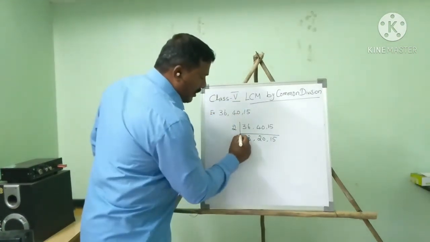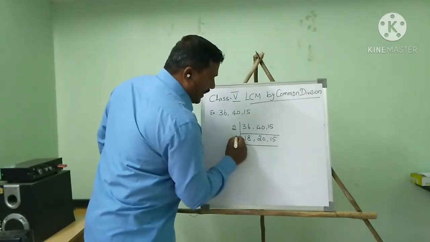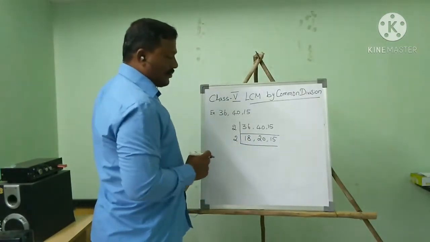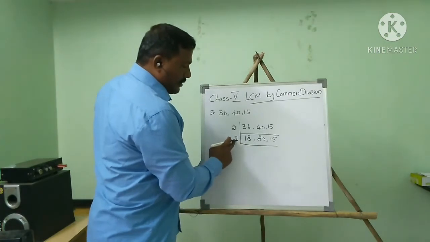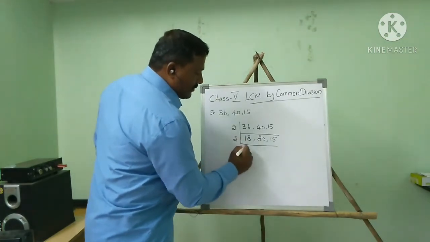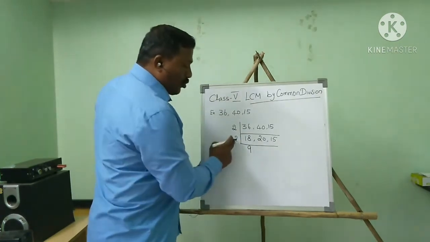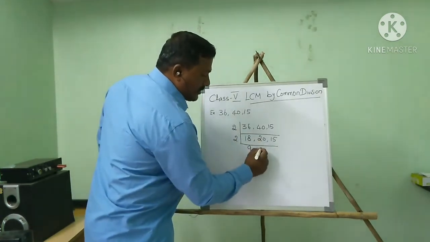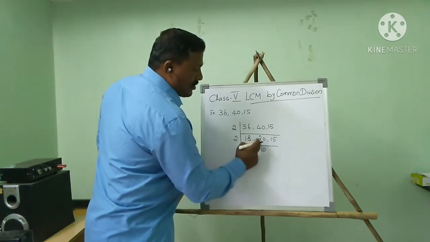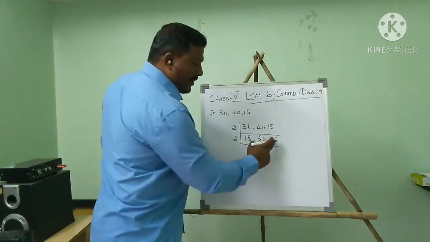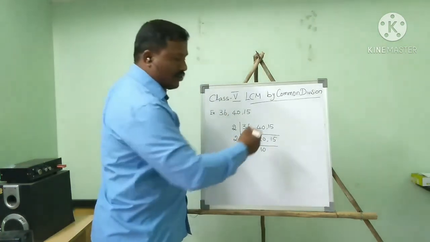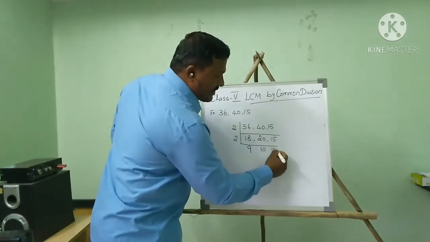Okay. So now I am going to divide by 2 again. 9 2's are 18. Then 2 10's are 20. Listen, 2 10's are 20. Can you divide 15 by 2? We can't divide. So I will take it down as it is.